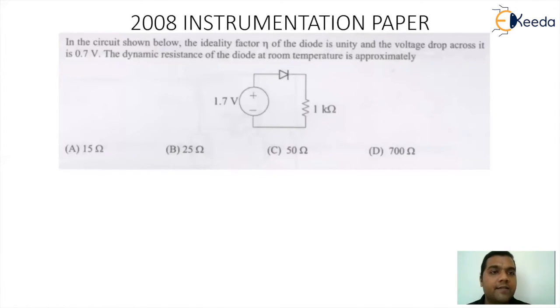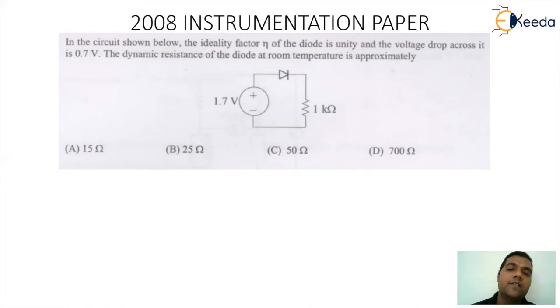The question says, in the circuitry shown below, the ideality factor of the diode is unity. The voltage drop across it is 0.7 volt. The dynamic resistance of the diode at room temperature is approximately? So we are supposed to find the dynamic resistance. If you observe carefully, there is a voltage supply of 1.7 volt. The drop across the diode is 0.7 and there is a 1 kilo ohm resistor.